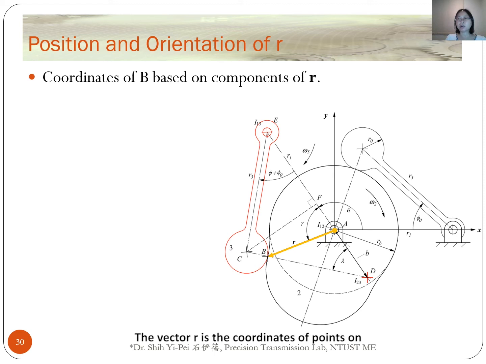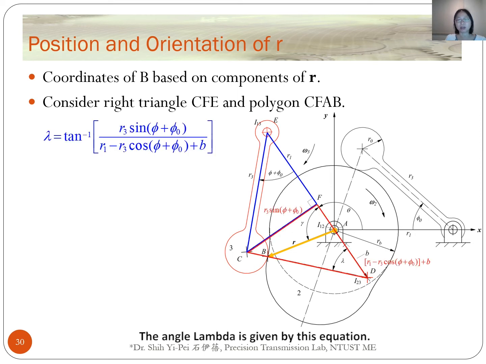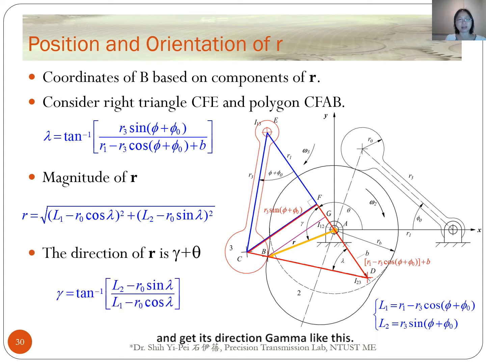The vector r gives the coordinates of the point on the cam profile. They can be computed with the right triangle CFE and the polygon CFAB in this figure. From the right triangles CFE and CFD, the angle lambda is given by this equation. From the right triangle AGB, we have the length of its sides. Then we can get the magnitude of vector r like this, and get its direction gamma like this. Later, we will talk about the details.